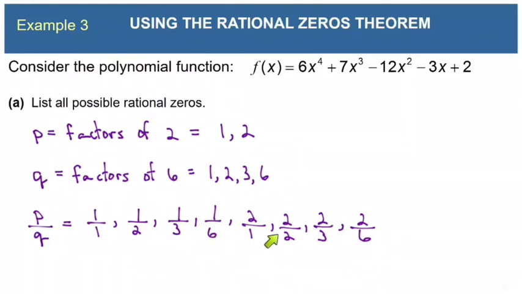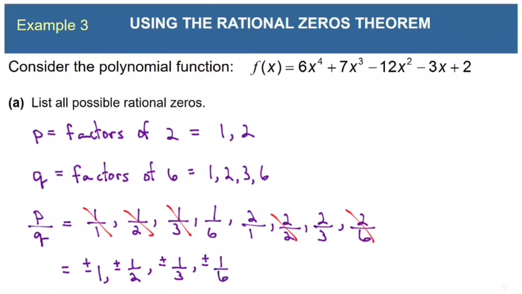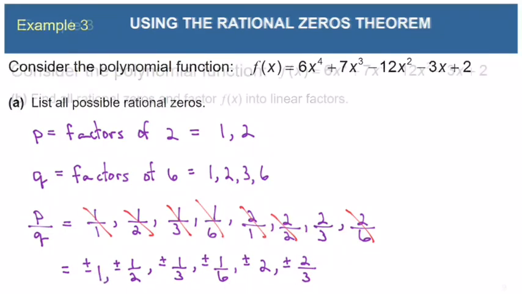So I have 1 in my list. I'm going to copy down the 1 and put a plus minus in front of it. Positive 1 is a potential 0, and so is negative 1. And then I will copy down 1/2, and I'll put a plus minus in front of it. And then 1/3, which takes out both of these numbers, positive or negative 1/3, positive or negative 1/6, positive or negative 2, and positive or negative 2/3. And this is our list of possible rational zeros.